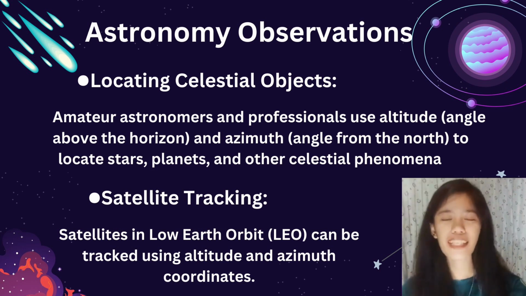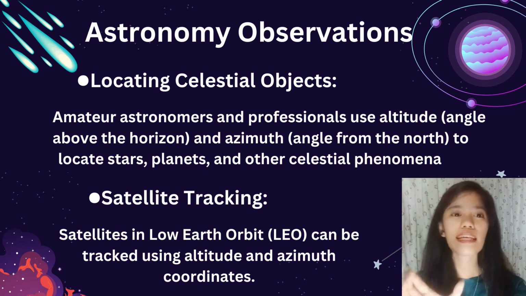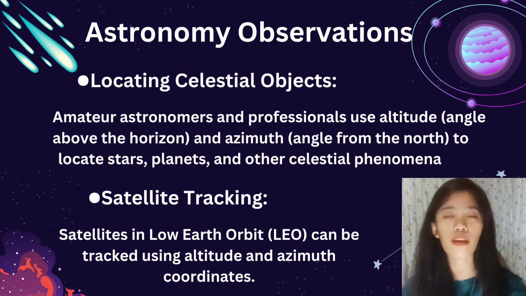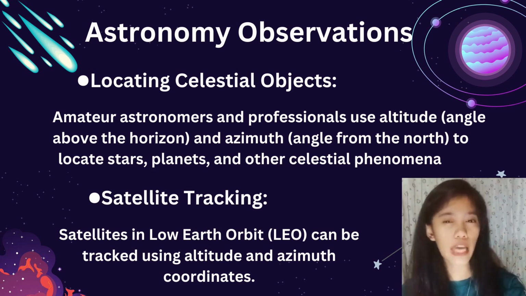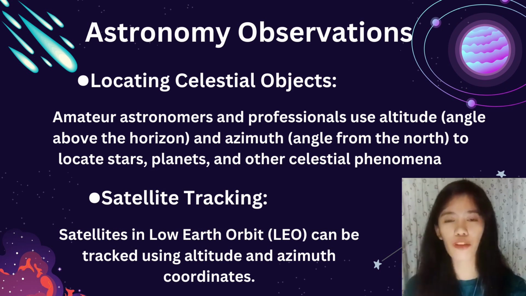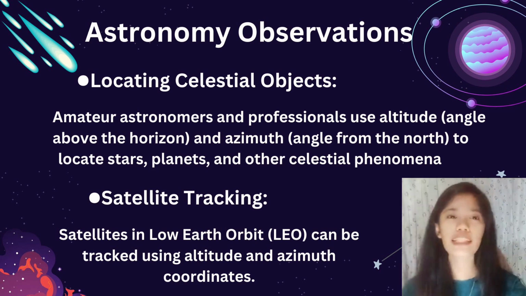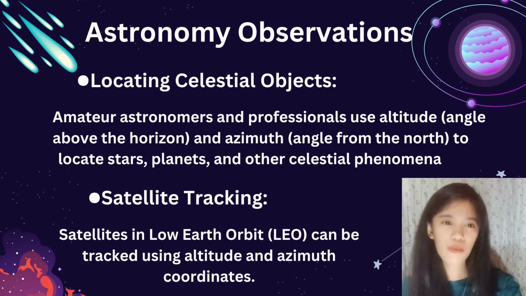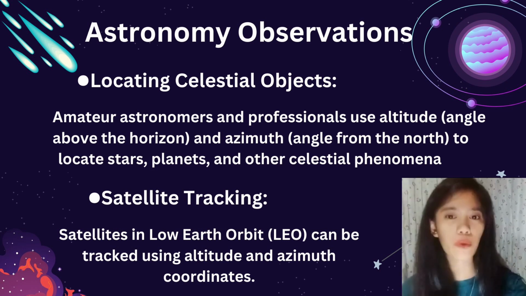Now we have satellite tracking. The satellites in low Earth orbit, or LEO, can be tracked using altitude and azimuth coordinates, so observers can determine when a satellite will be visible and where to point their equipment.